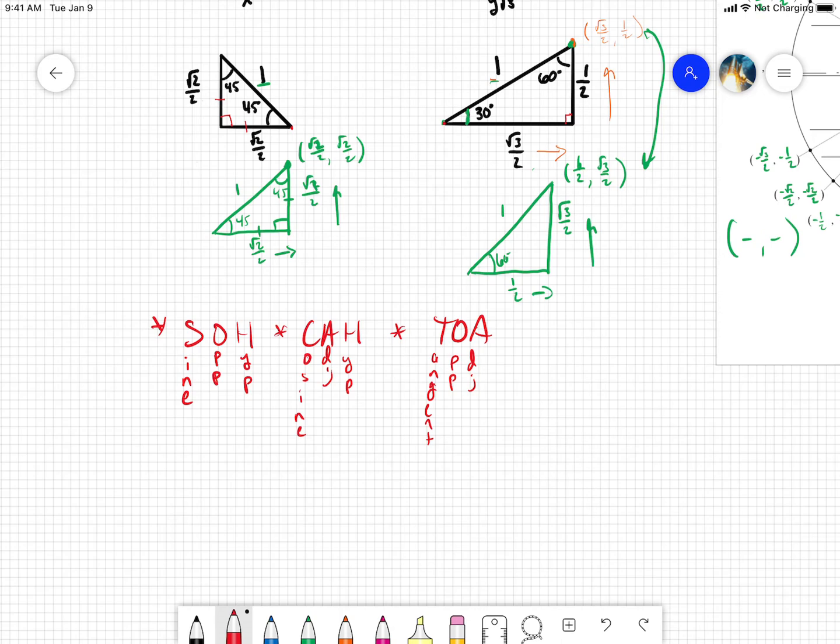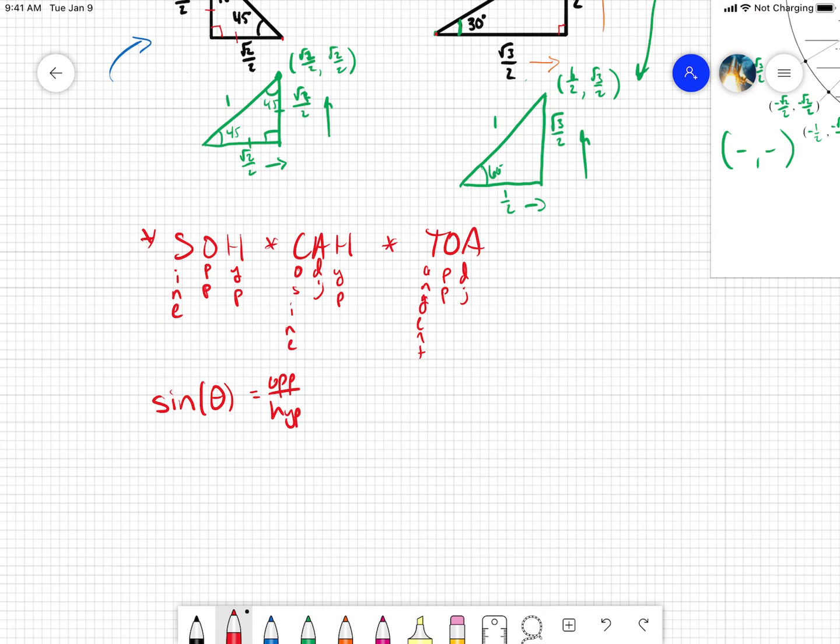Okay? So how that's going to work, and we're going to look at each one of these really quickly, if I'm going to look at my 45, 45, 90 degree triangle. What each of these say is that sine of some angle, call it theta, is equal to the opposite side over the hypotenuse. Remember, it's a ratio. Cosine of the same angle is equal to the adjacent side over the hypotenuse.